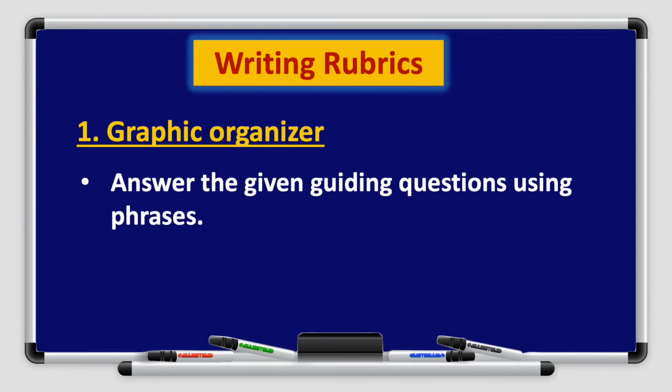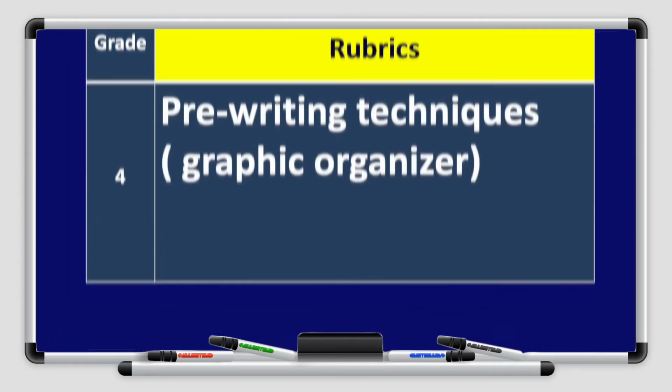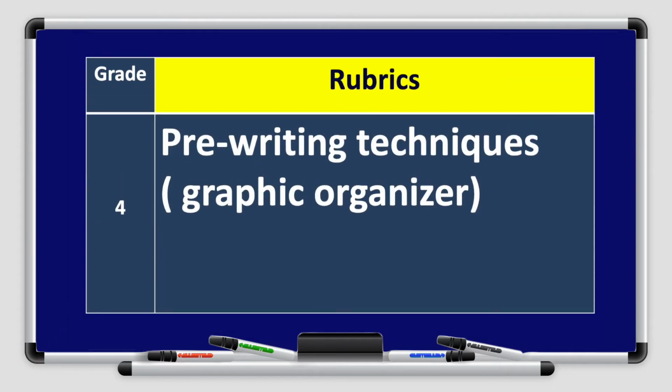Now let's move on to the writing rubrics. We as teachers consider these rubrics when checking your answers. Number 1, graphic organizer. Answer the given guiding questions using phrases, not words. Number 2, paragraph. Use the phrases to write complete sentences in your paragraph. State the main idea. Organize your ideas, add supporting details, and make your last sentence a conclusion to end your paragraph. In rubrics, we consider pre-writing techniques, which means using the graphic organizers.